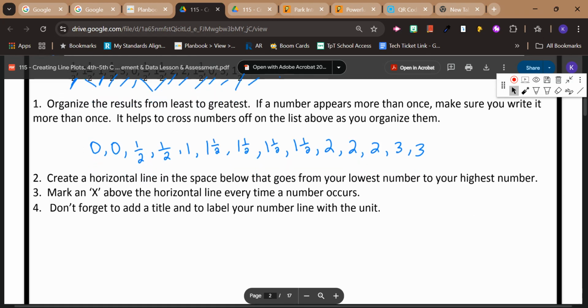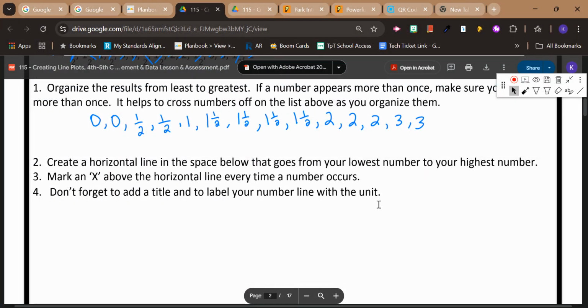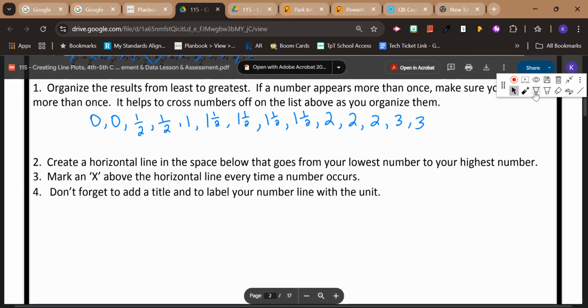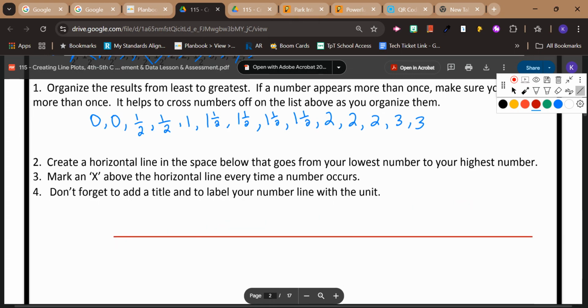Okay, next one. We're going to create a horizontal line in the space below that goes from lowest number to highest number. So what's our lowest number? 0. Okay, so we're going to make this horizontal line, and we're going to start at 0. And what's our highest number? 3. We're going to end at 3.